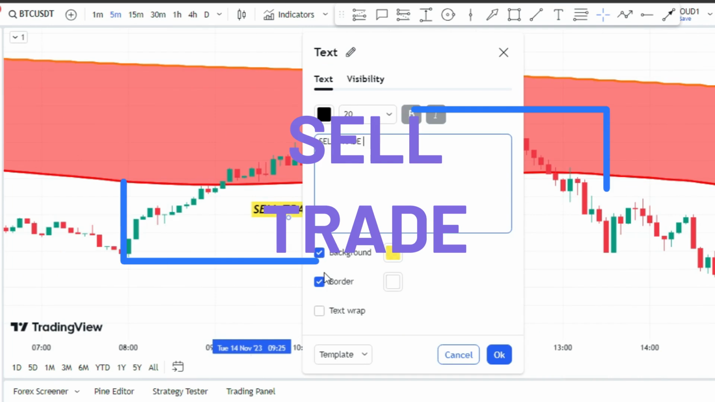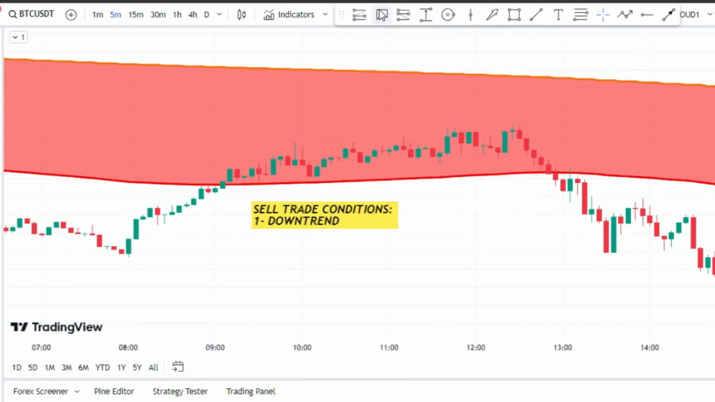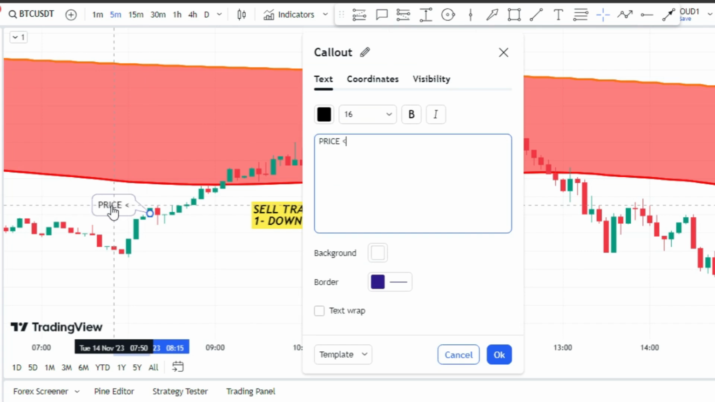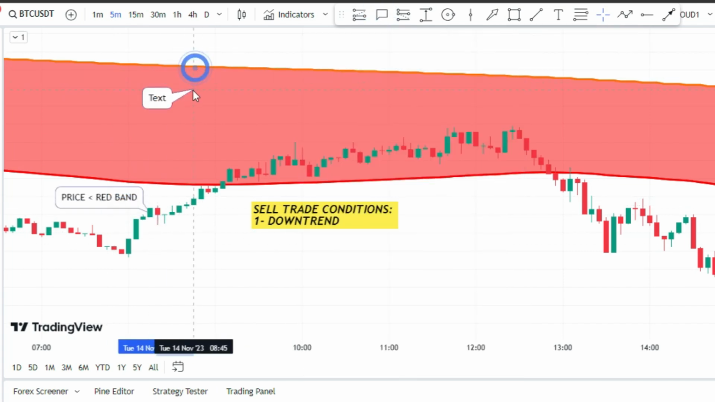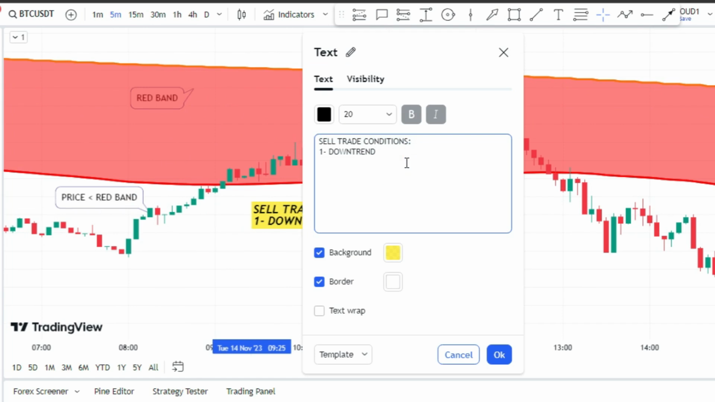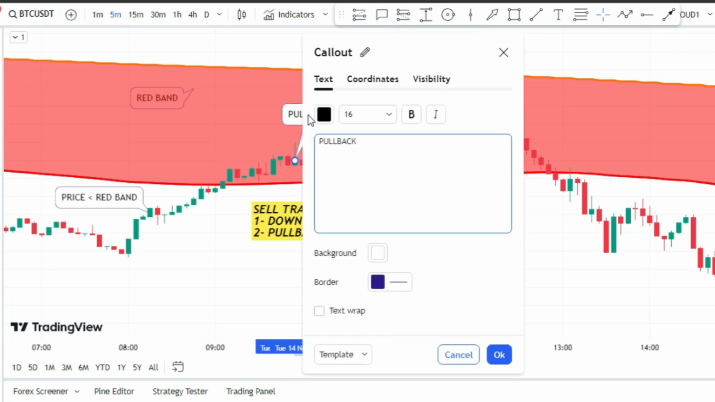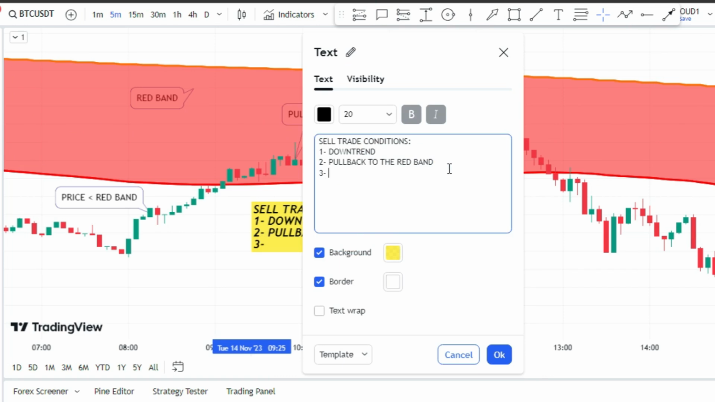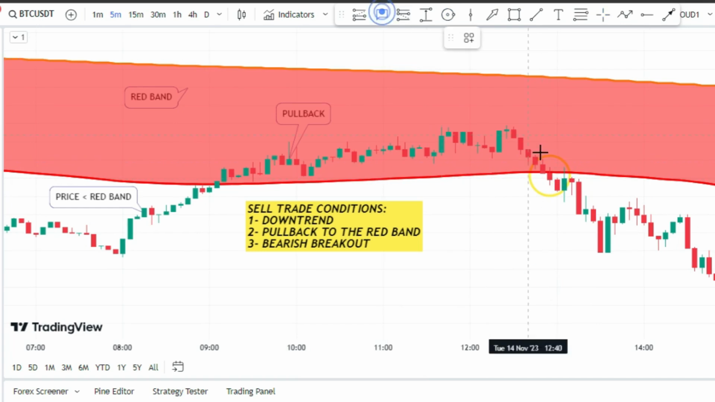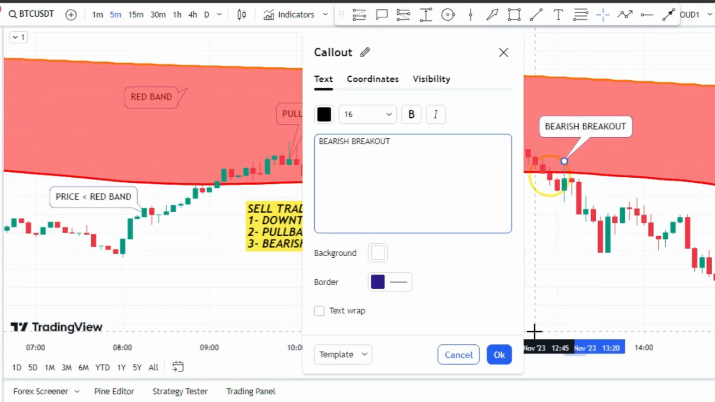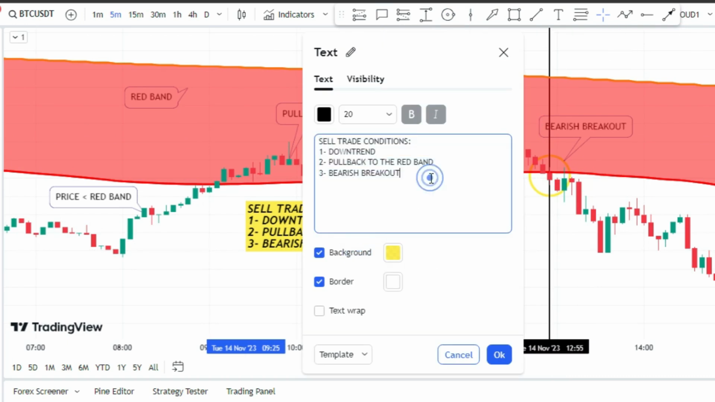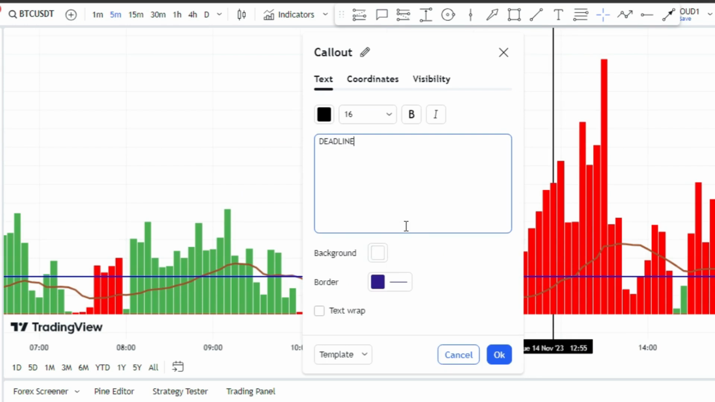Now let's talk about sell trades. First off, we need to be sure we're dealing with a downward trend. Once that's established, keep your eyes peeled for the price to touch base with the ribbon. Following this, we are on the lookout for the price to make a break, this time out of the red ribbon. The final step in the process is getting the green light from the WAE indicator to confirm the sell signal.